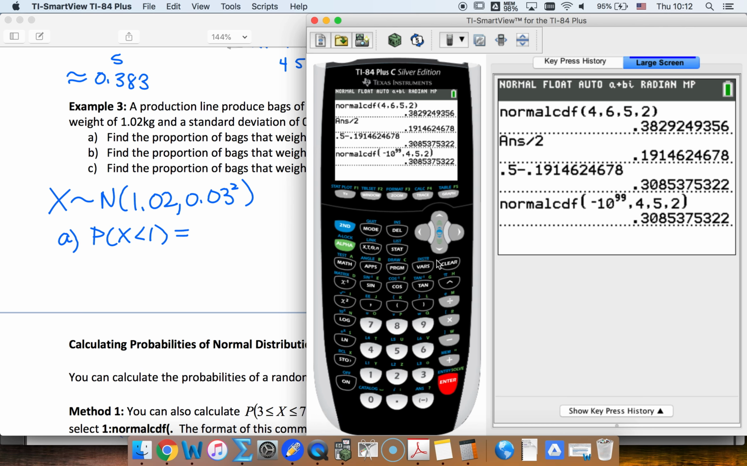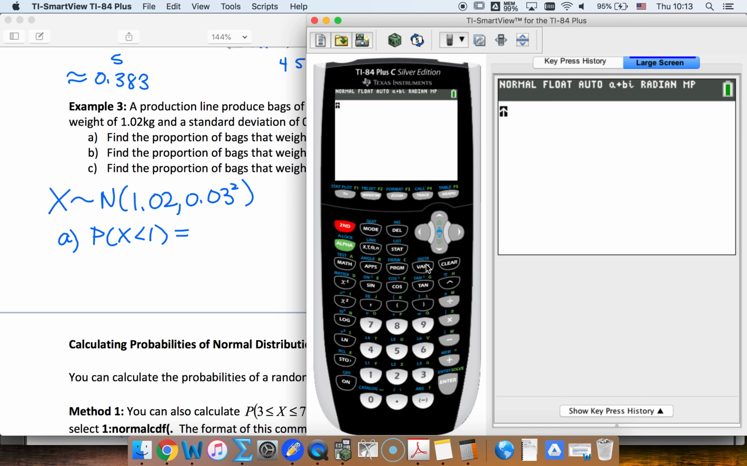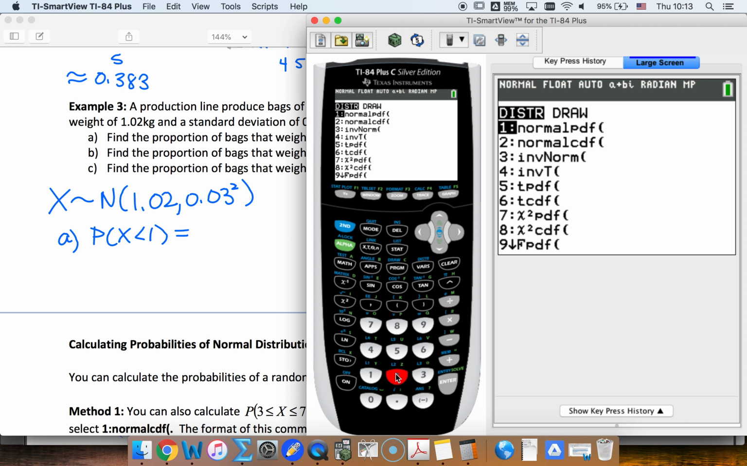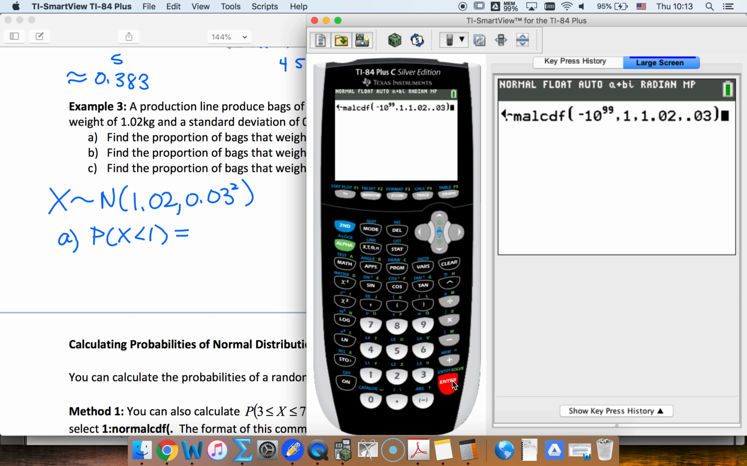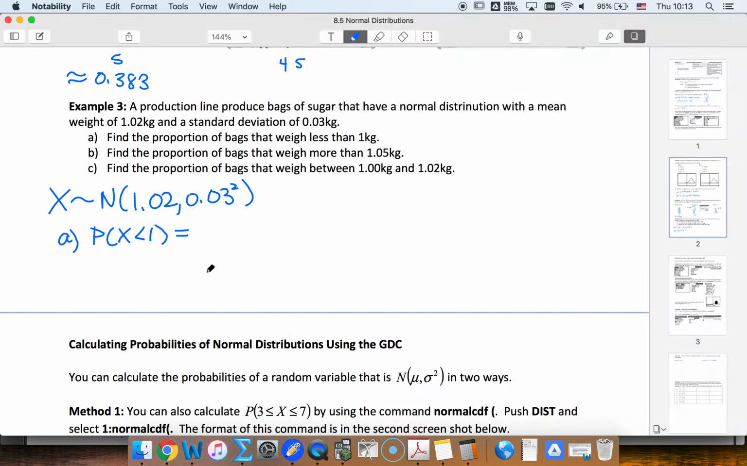So I'll come in and do my normal CDF. So less than 1, negative infinity to 1, 1.02. Since my mean is 1.02, I know it's going to be less than 50%. So let's see how much less. All right, it's about a quarter, so 0.252.